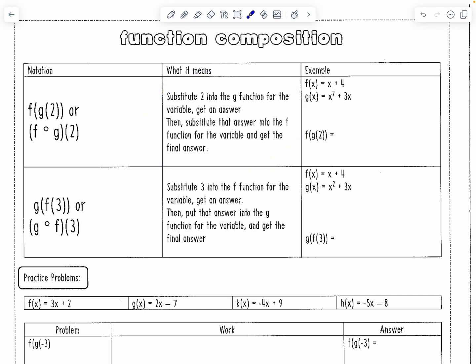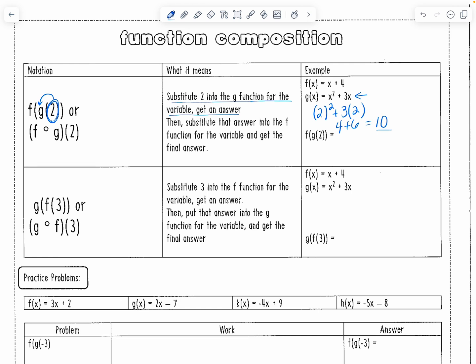We're going to substitute 2 into the g function. Basically, we're going from the innermost parentheses and moving our way out. So I'm going to put 2 into the g function. Look all the way to the right, we have a g function right here. I'm going to plug a 2 in for the x into each one of those. So 2 squared is 4. 3 times 2 is 6. 4 plus 6 gives me 10. So we substituted 2 into the g function for the variable and got an answer. That's what we did, and we got 10.